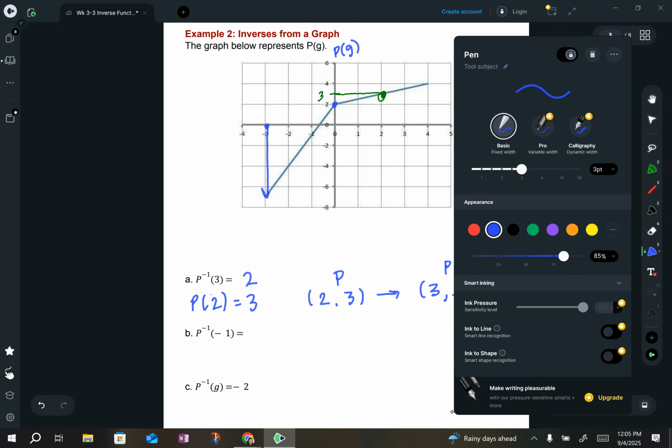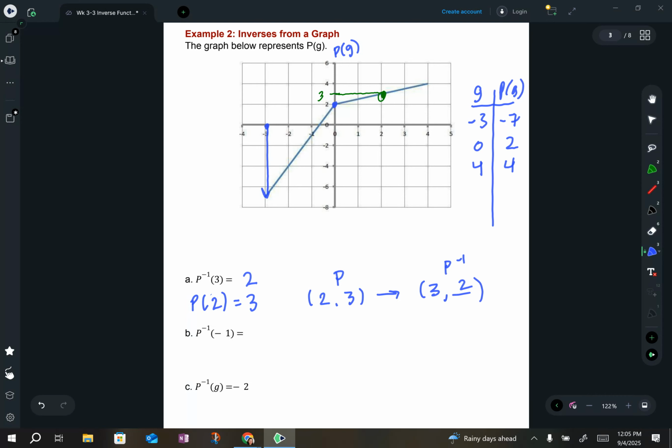All right, were you able to find it? So what we're asking for now is, for my original function p, what input has an output of -1? Well, let's go to -1. It's right about here. We trace over, and it is -1. It looks like the point -1, -1. So that means that the point -1, -1 is on the graph. So P inverse of -1 is -1.